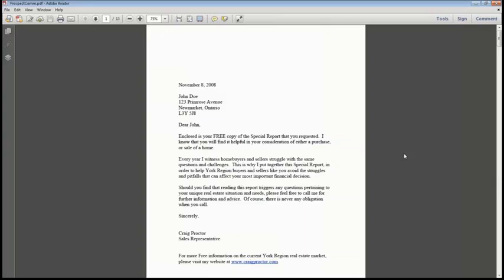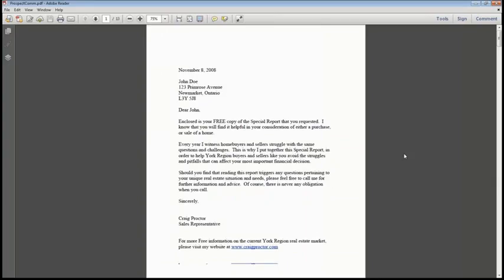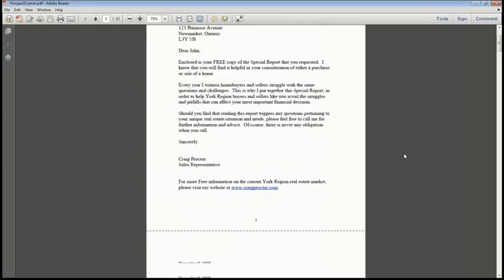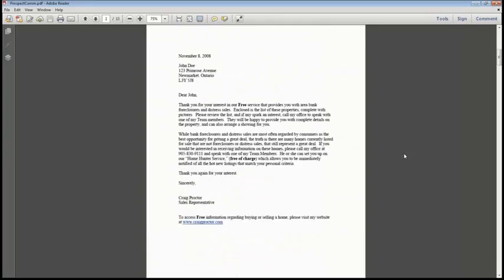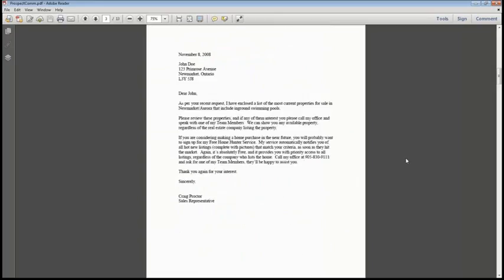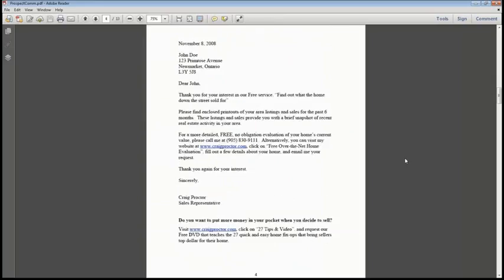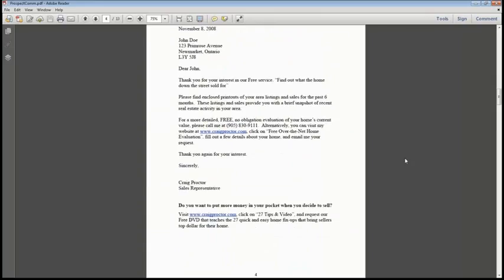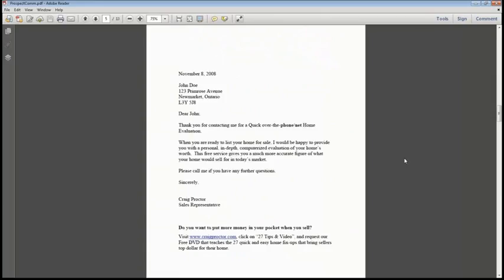So I'm not going to read all these to you, but you've got them. If you go to, you might want to put this on 75%. Let's just do that. We'll set this at 75%, yeah, that's good there. So let's set your Adobe Reader at 75%, and we'll scan through these letters quickly. The next letter, it says, Dear John, thank you for your interest in a free service that provides you with area bank foreclosures. The next letter says, as per your request, I've enclosed a list of the most current properties for sale in Newmarket and Aurora that include in-ground swimming pools.